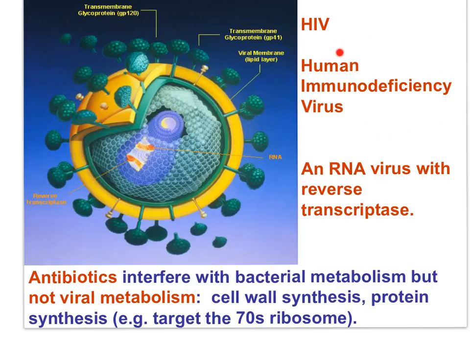HIV is a virus, and remember, antibiotics interfere with bacterial metabolism, but not viral metabolism. Antibiotics do not work on viruses because viruses rely on host cells to multiply. Viruses do not have their own internal metabolism that would be vulnerable to antibiotics. The HIV virus, seen here, infects helper T cells. The helper T cell is the host cell that the HIV virus infects.